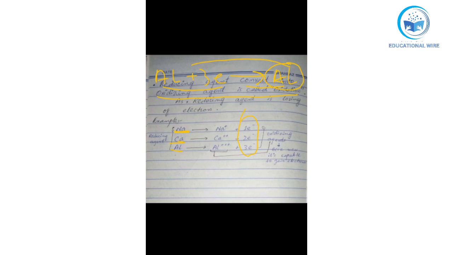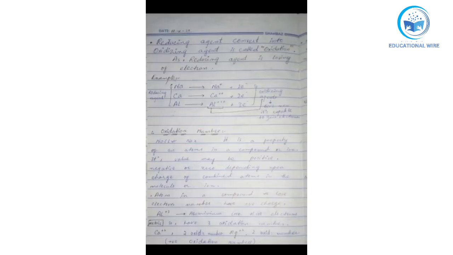When they lose their electrons, they become oxidizing agents, meaning they will gain electrons. Why gaining of electrons? Because they have already lost their electrons. The question arises why it will gain electrons: because now it is capable of gaining electrons. Firstly it was a reducing agent, losing its electrons. When it loses its electrons, sulfur, calcium and aluminium become oxidizing agents, capable of gaining electrons. Okay, let's move to another topic, that is oxidation number.